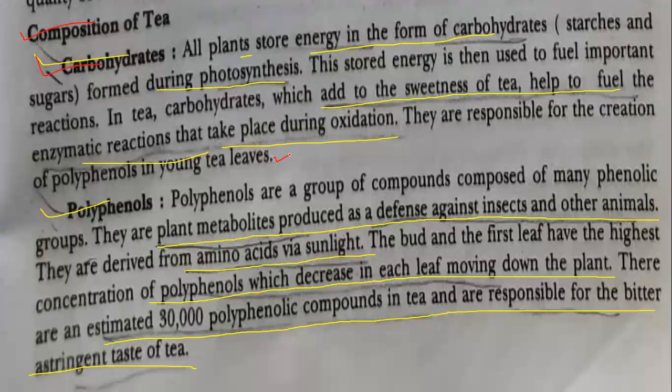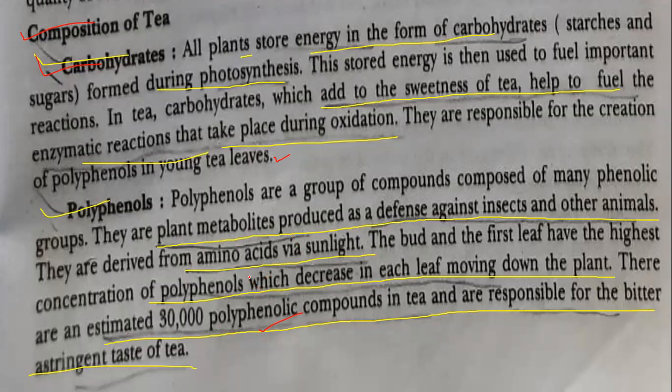Polyphenols are a group of compounds composed of many phenolic groups. They are plant metabolites produced as a defense against insects and other animals. They are derived from the amino acids via sunlight. The bud and the first leaf have the highest concentration of polyphenols, which decreases in each leaf moving down the plant. There are an estimated 30,000 polyphenolic compounds present in the tea that are responsible for the bitterness and astringent taste of the tea.